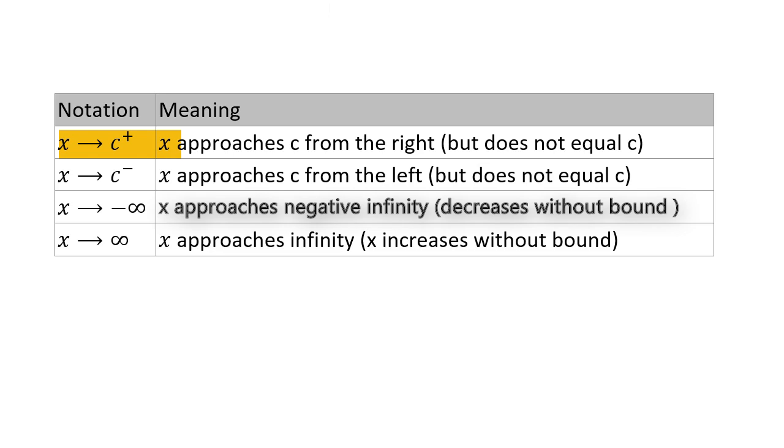A word about notation. We write x with an arrow pointing to c with a plus above it, and that means x is approaching c from the right. It never equals c, but it comes in very close. x with an arrow to c with a negative sign in the superscript means x approaches c from the left. It comes in from the left, but it never equals c. x approaches negative infinity and x approaches positive infinity. These mean x decreases or increases without bound.